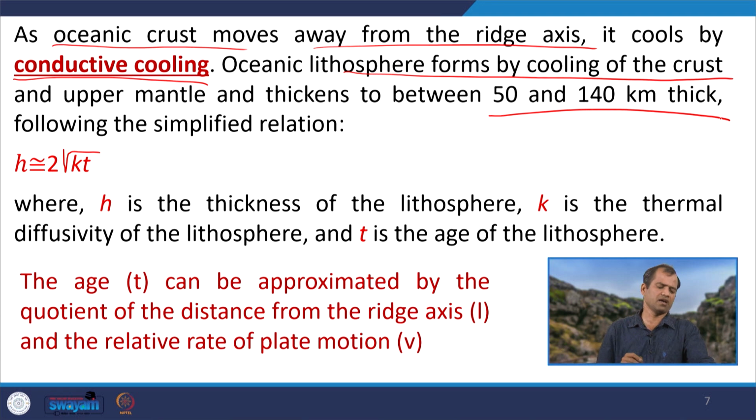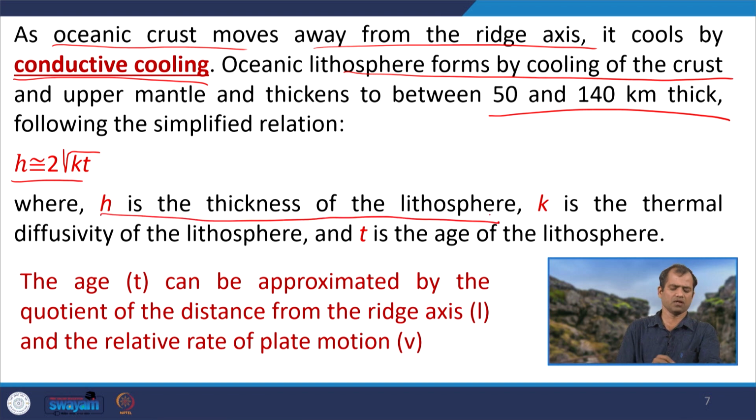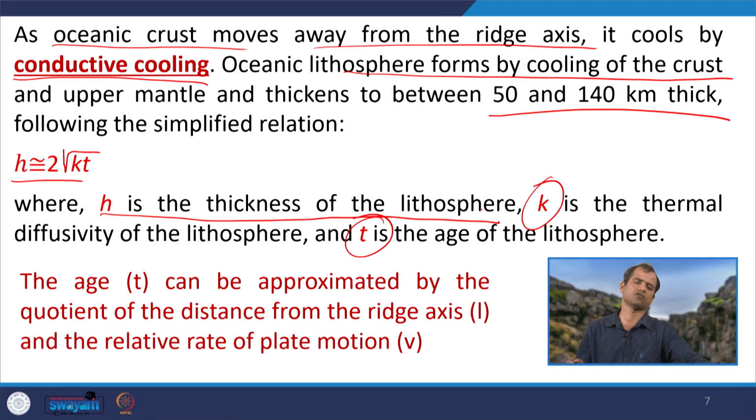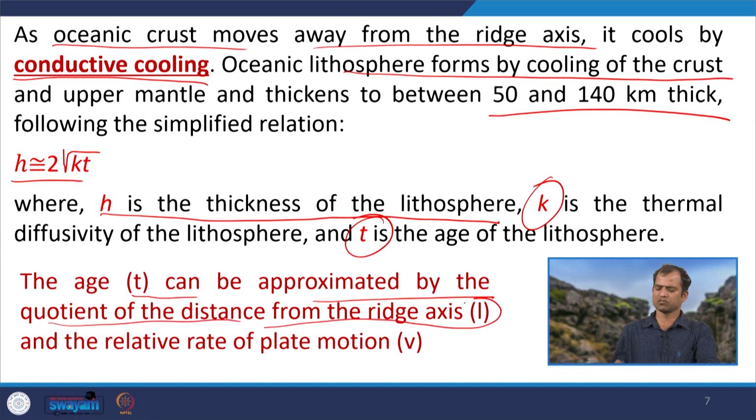kilometer, and this is represented by a simplified equation h, which is the thickness of the lithosphere, equal to 2 root over k and t. This t is the time, the age of the lithosphere in million years, and k is the thermal diffusivity. So, this age t can be approximated by these two factors. One is the distance from the mid-oceanic ridge and the other is the relative rate of plate motion. So, by these two factors we can calculate the t.